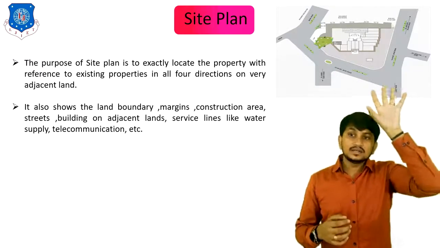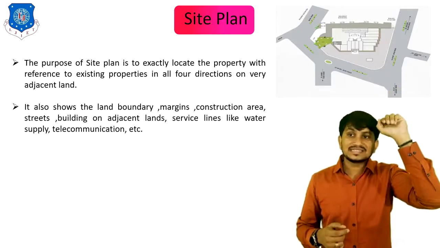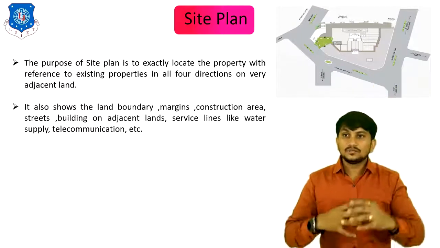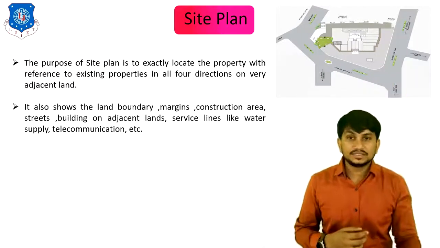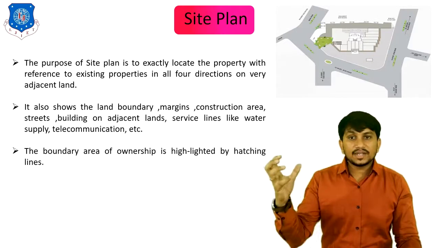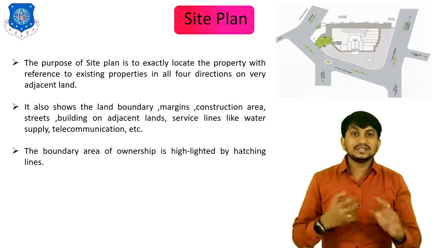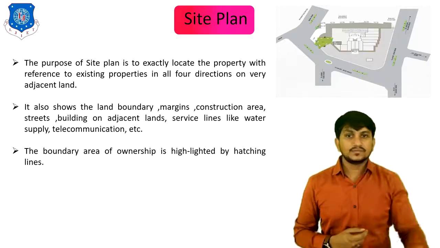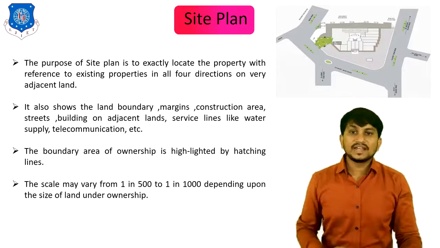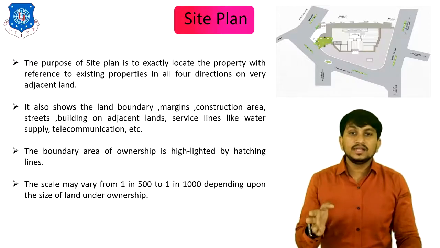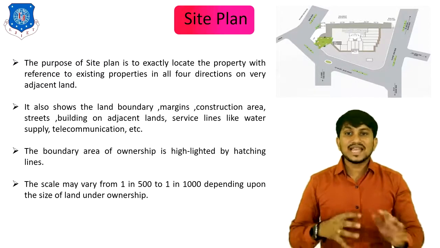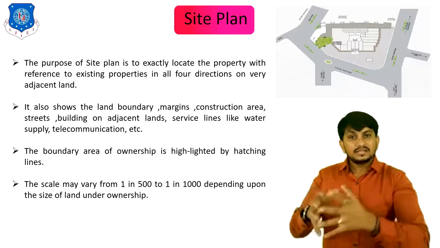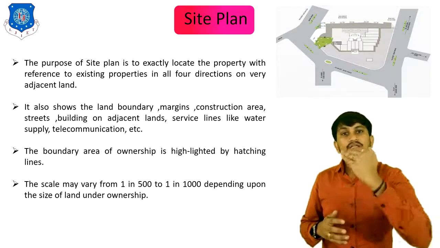This is one type of site plan. Here you can easily see number of roads around the site or number of other buildings around the site. The boundary area of the ownership is highlighted by hatching lines. Here the white line is the boundary line. The scale may vary from 1 in 500 to 1 in 1,000 depending upon the size of the land under ownership. So here scale is decreased because the area is less compared to the key plan.